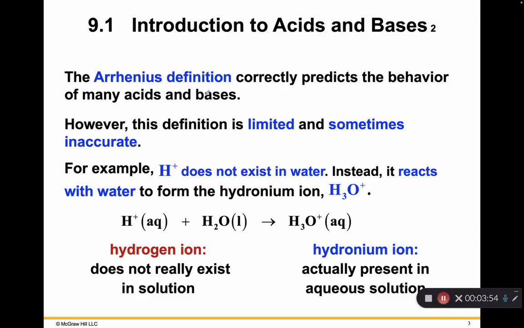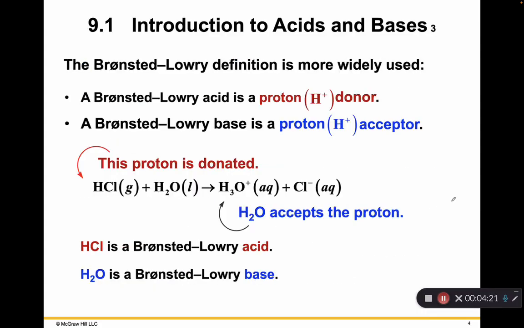But according to the definition, it sounds as if H plus exists by itself, which is wrong. So Arrhenius' definition was a little limited in those terms. Hydrogen ion does not really exist in the solution. It is actually the hydronium ion, H3O plus, that exists in aqueous solution. Now we know that, so later on other definitions came up to explain or classify compounds into acids and bases.